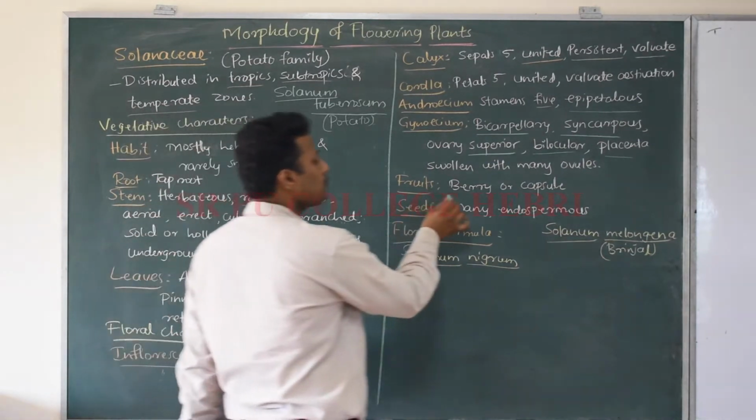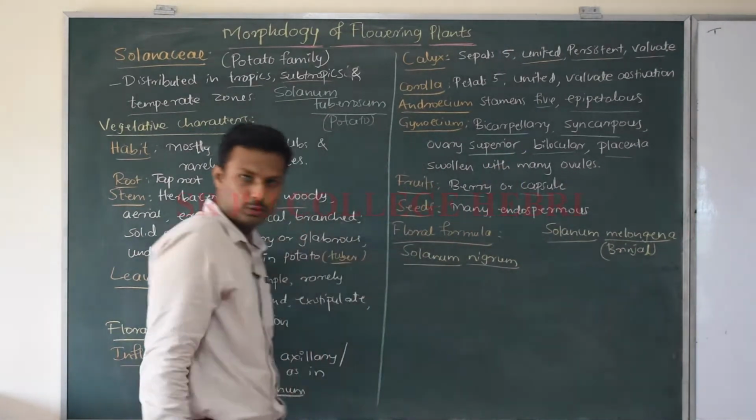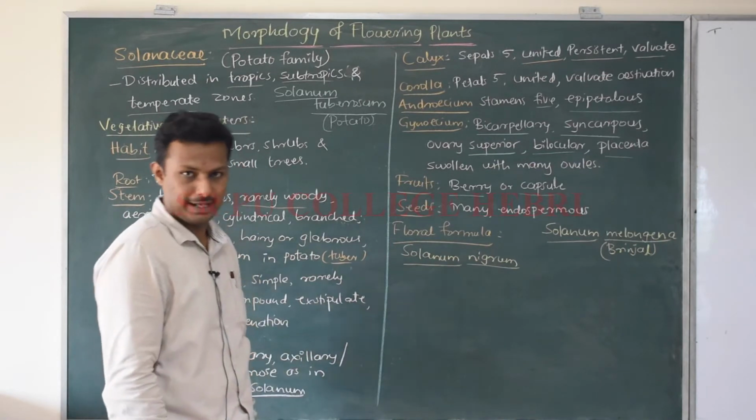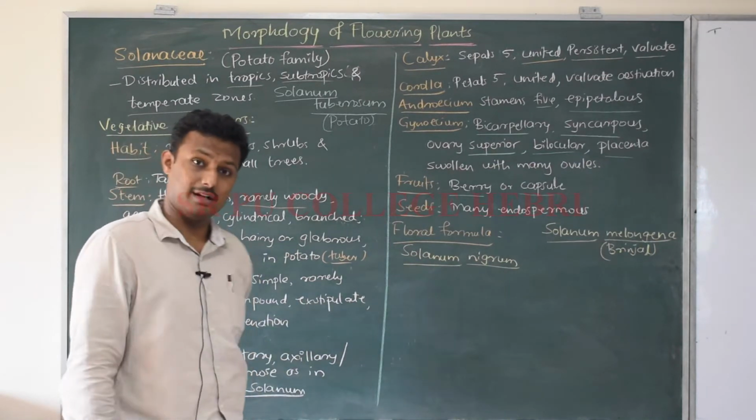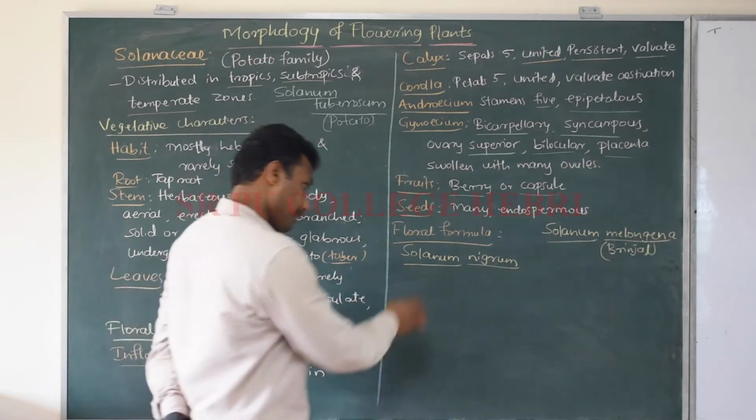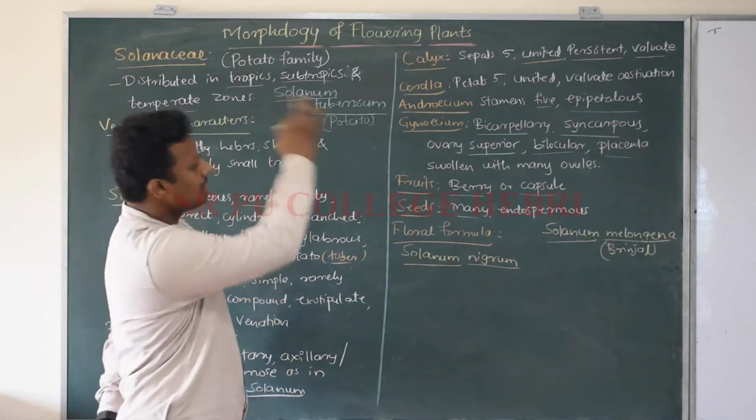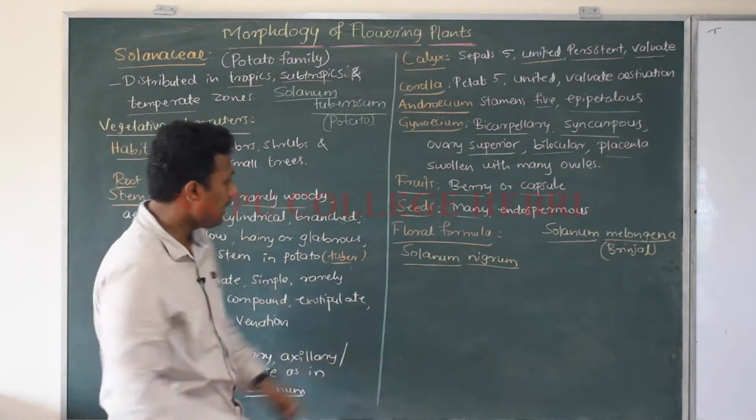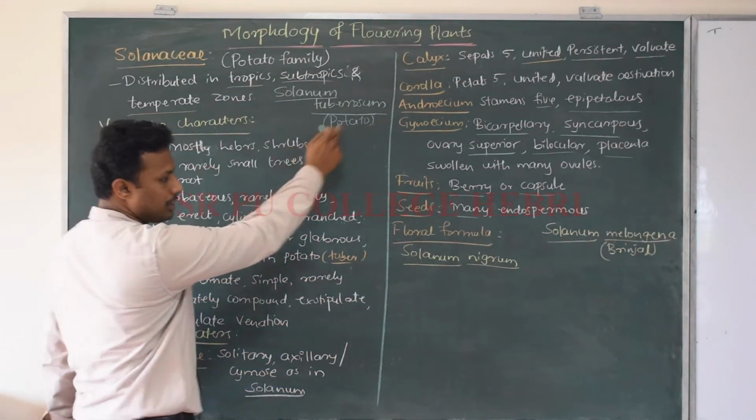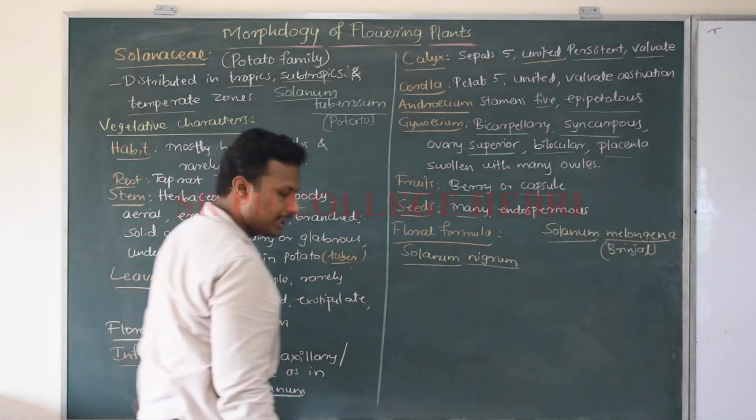The types of fruits produced in this family are either berry or capsule. Just remember that the types of fruits present in this family are berry or capsule. Seeds are endospermous. That means they retain the endosperm and many seeds are produced. Okay, so this is about the description of the family. Now, I hope you have noted down these three examples: Solanum tuberosum, potato; Solanum melongena, brinjal; Solanum nigrum. You have noted them down, I hope.